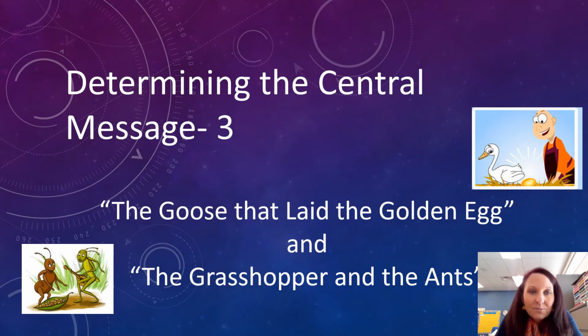Hi, third graders. Let's work on another lesson on determining the central message. You're going to need the story, The Goose That Laid the Golden Egg, and your Grasshopper and the Ant stories. If you've picked up your red folder, they should be in there. If not, these are links in Schoology, so you can open them and follow along. All right, let's get started.